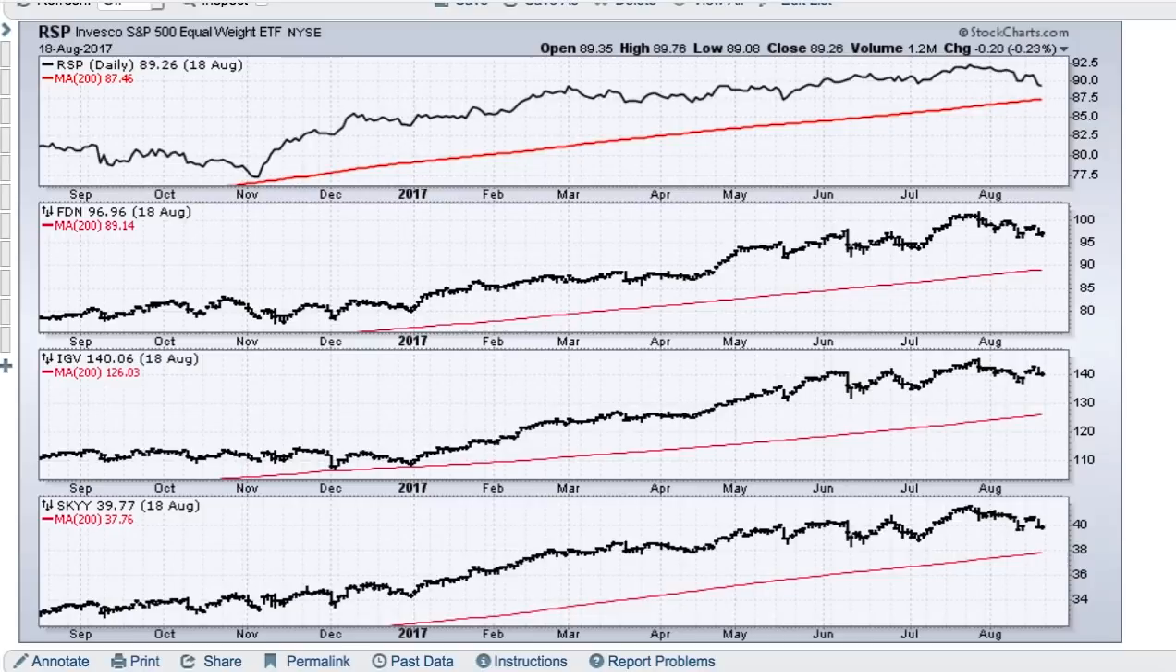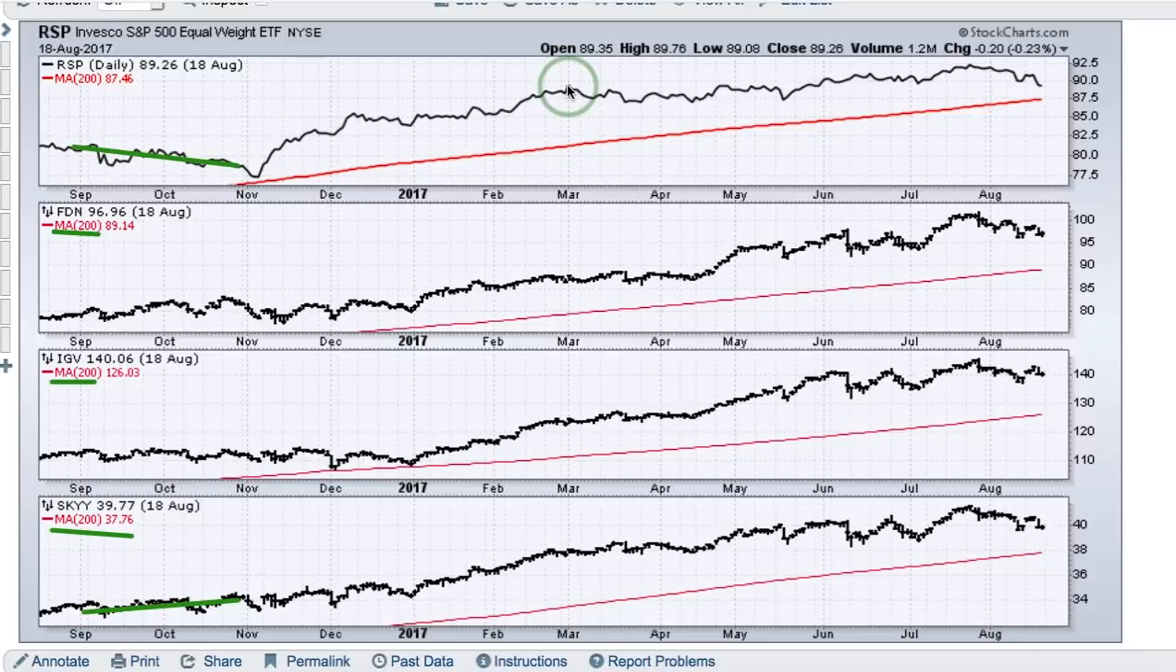Now this chart here shows the equal weight S&P 500 at the top, which is serving as our benchmark to watch price action and compare. And I've got the First Trust Internet ETF, I've got the software ETF, and I've got the cloud computing ETF. And what you notice here is in September and October 2016, the equal weight S&P 500 moved down. But look at SKY at the bottom. During this period, it moved up. And that was showing relative strength during a correction. The broad market was correcting, but the SKY, the cloud computing ETF, was not.